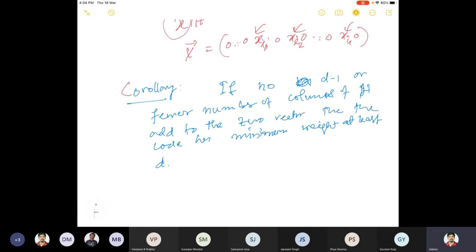Okay, so I get a bound for this D. Because if there is minimum weight, what does that mean? The number of non-zero entries, right? So if I find... I do not know, because I have 2 to the power k many. I don't want to go and calculate all the weights of all the vectors. Okay, I don't want to do that.